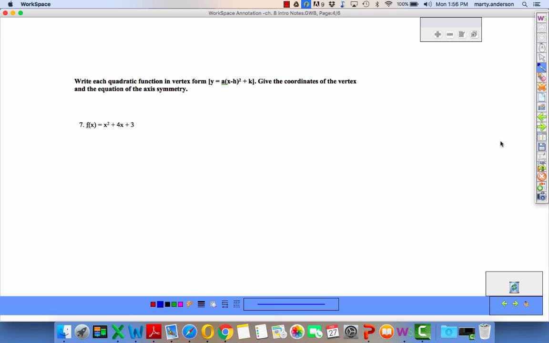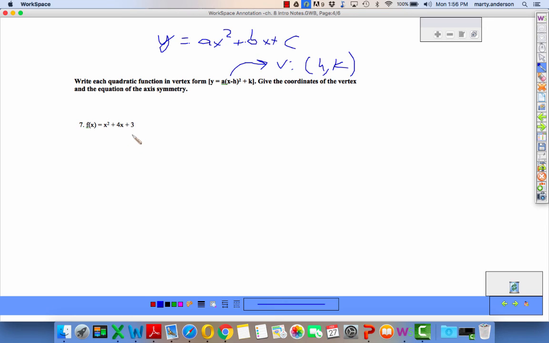Why do we want to do that? One of the reasons is we want to write things in vertex form. Remember, we had a quadratic and standard form was ax squared plus bx plus c. Vertex form is here. A will tell us if we open up or down, if we have a vertical stretch, wider or narrower, and then we have a vertex at h comma k. This is where completing the square can come in handy.